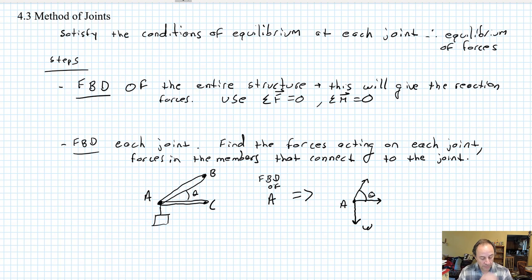Okay, since they're two force members with only two forces acting on it, the forces must be equal and opposite. So the forces always act along the lines of the members connecting at the joints, because these are two force members, so the forces are always going to lie along the line of the member.